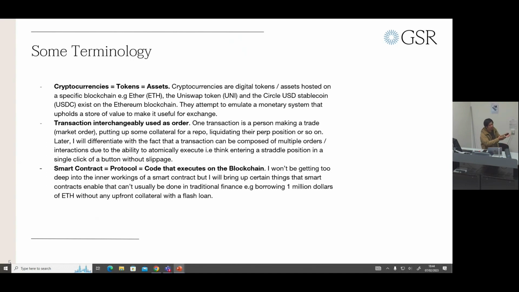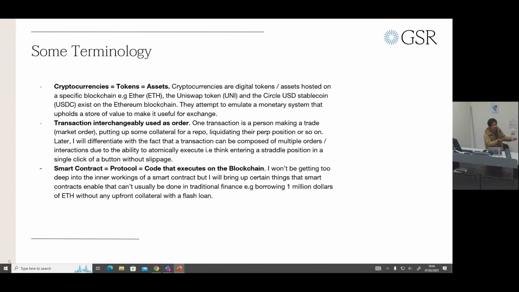Pretty much you can think of a transaction as doing some type of action, whether that be a market order, making a limit order, canceling a limit order, or, let's say, liquidating a perpetual position, or exercising an option.